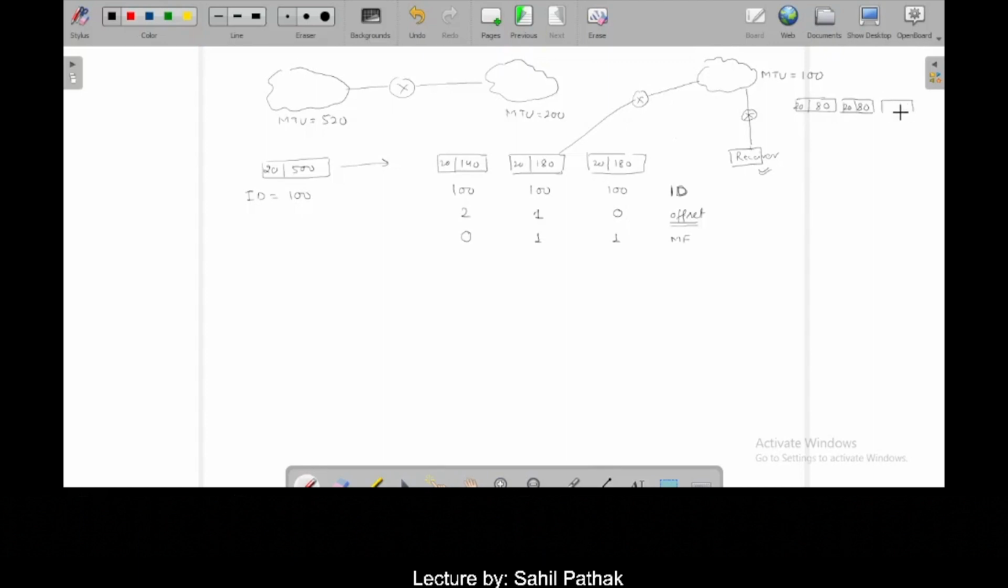So the third part is, or let me write it in this manner. Let us say the first has 80 bytes of data, the second has 80 bytes of data, and for the third we are left with 20 bytes. Now again you will see the identification number is going to be the same because it is part of the same datagram. So the identification number is going to be 100 for all.